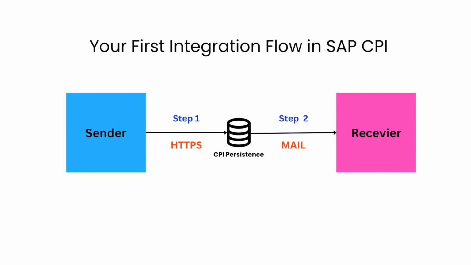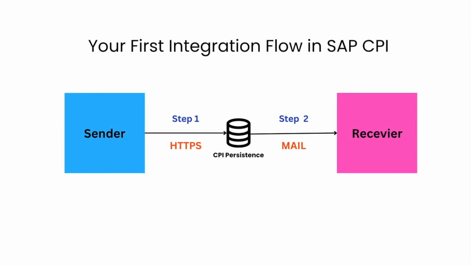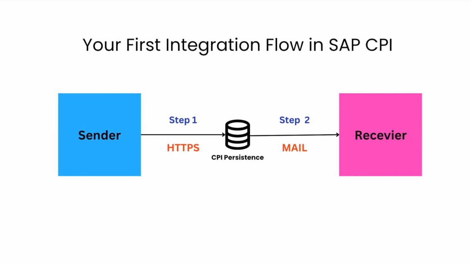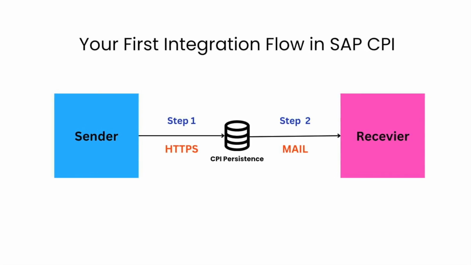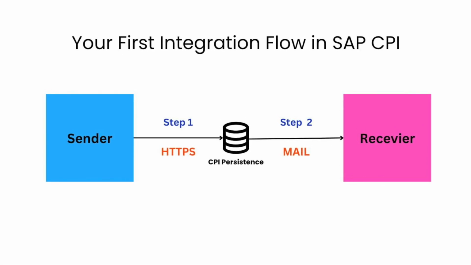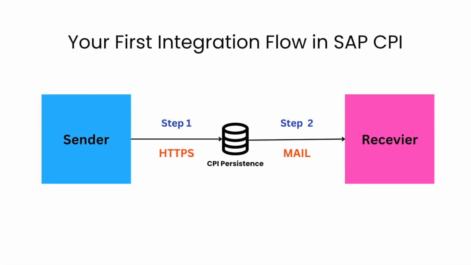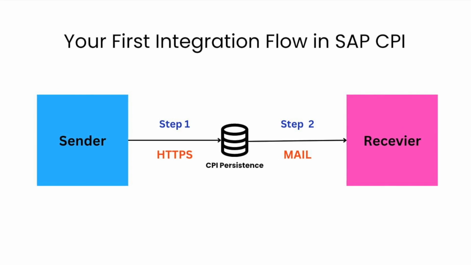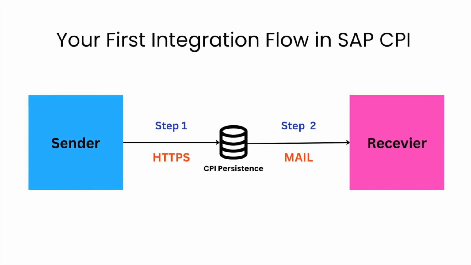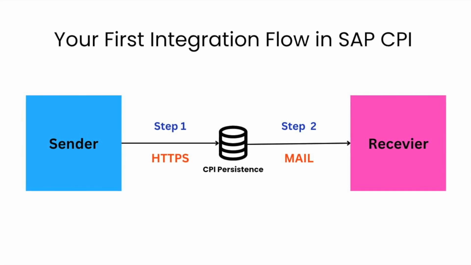Let's get started. As I mentioned earlier, this integration flow is a very simple interface. So we have a sender system and we have a receiver system. Sender is communicating with SAP CPI by using HTTPS. Then in SAP CPI, we persist the data in the SAP CPI data store. Once the data is persisted, we will send the same message to a receiver by using email. So on the sender side, we have HTTPS protocol. On the receiver side, we have email protocol, that is SMTPS protocol.